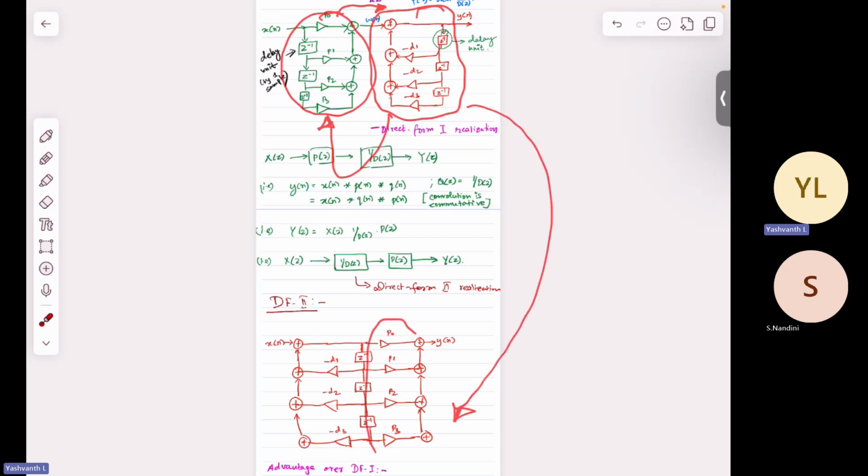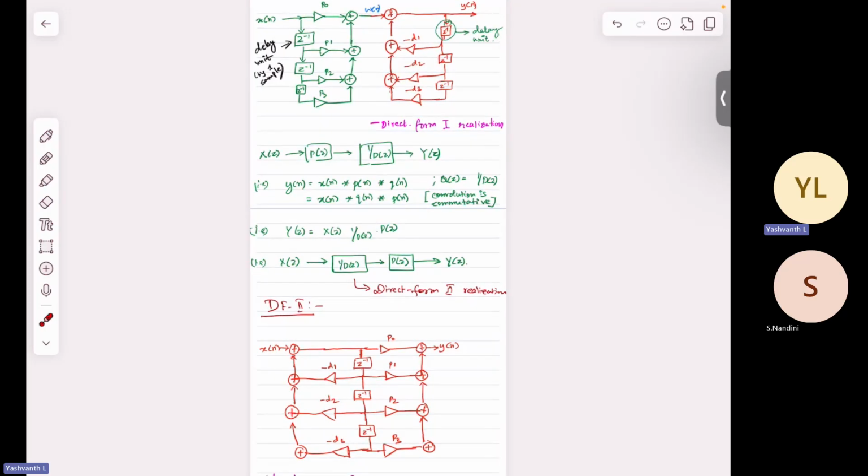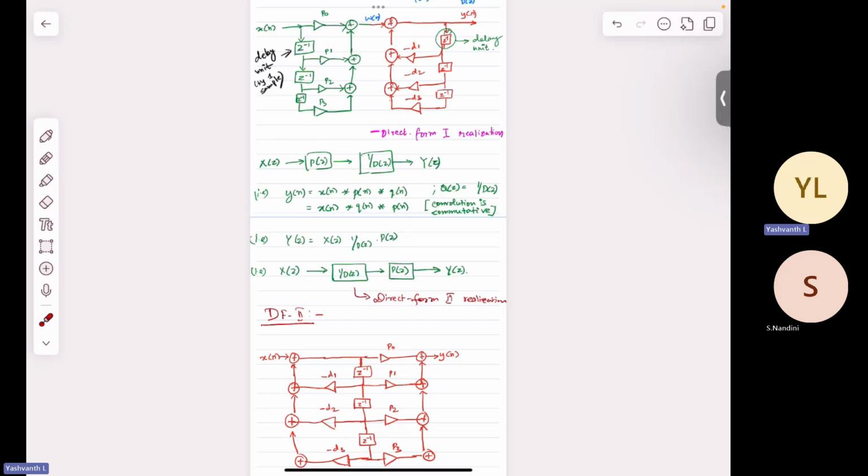You see, you have all these P0, P1, P2, P3 sitting on the right side, and minus D1, D2, D3 sitting on the left side. What you can show is that these delay units will now come together in the middle. That's why you can club the delay units from both sides into a common delay unit in direct form 2. That is the reason why direct form 2 requires exactly half the number of delay units compared to direct form 1. Is this clear? Is the trick clear, how to obtain direct form 2 from direct form 1?